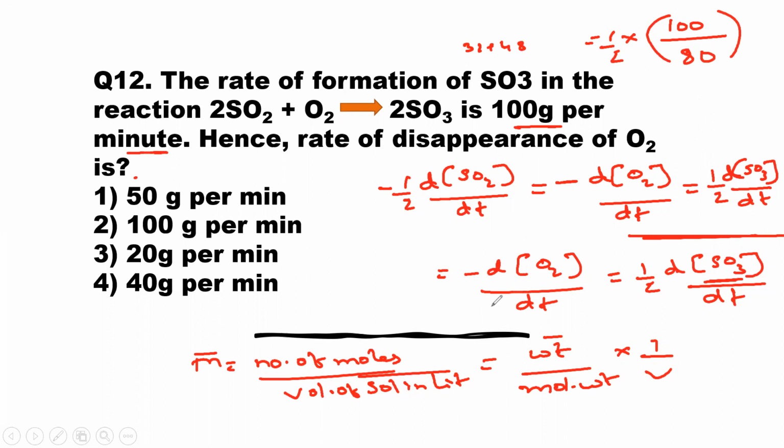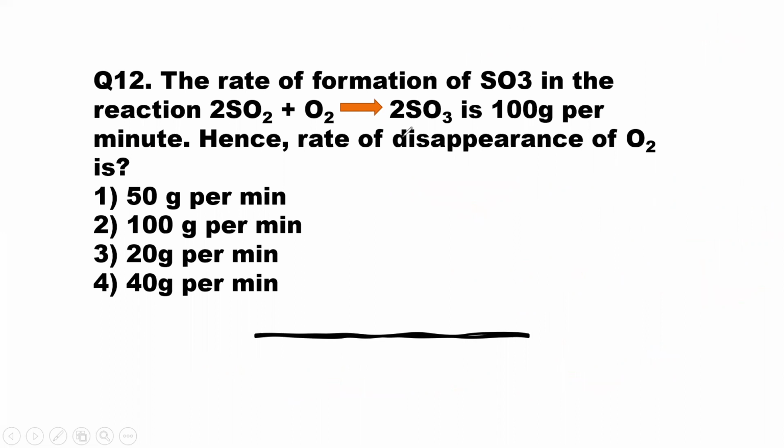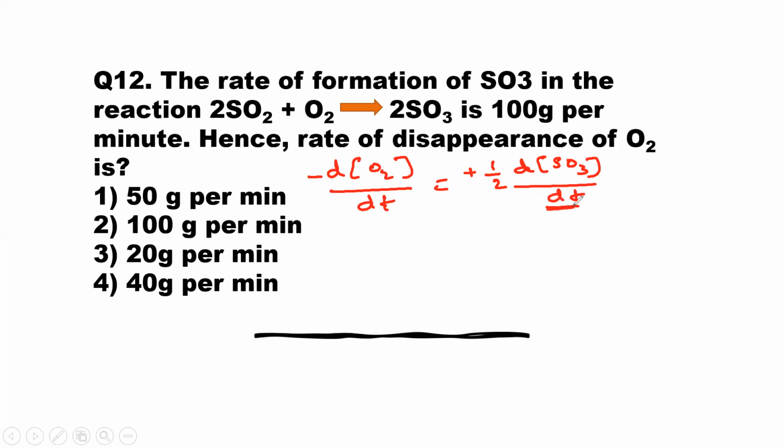So I'm taking a new page, and I will do it clearly. In this case the rate expression is, again I'm writing here, since the place is not there. Again please see it. Minus d[O2]/dt is equal to plus 1 by 2 d[SO3]/dt. This is called the rate of formation of sulfur trioxide. This is called the rate of disappearance of oxygen. Now they are asking the rate of disappearance of oxygen.